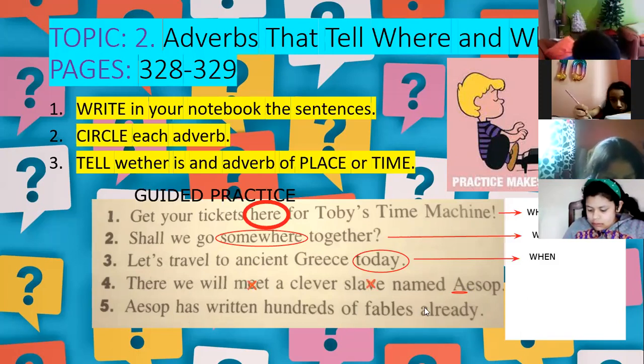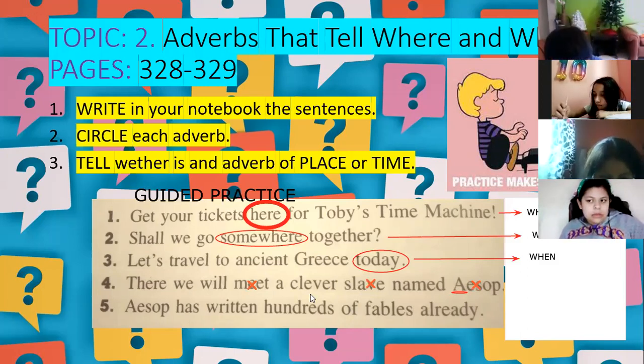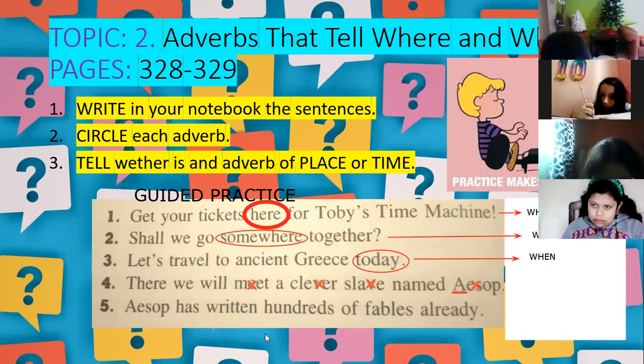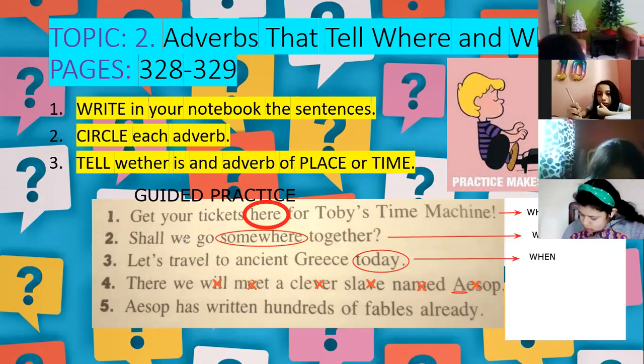Slave is a noun. What is a slave? Un esclavo. That's not an adverb. No, this is an adjective. It means intelligent. Sir. Santiago says sir. Name. Okay, how do you pronounce this one? We, okay.